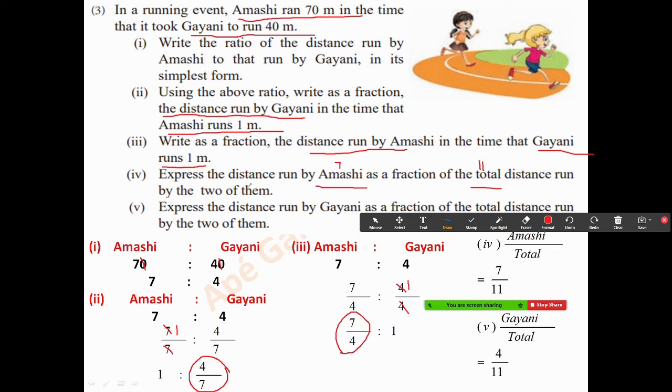Next one. Express the distance run by Gayani as a fraction of the total distance run by the two of them. Gayani has 4 parts. Compare with the total. What is the total? The total is 11. So Gayani over total means 4 over 11.